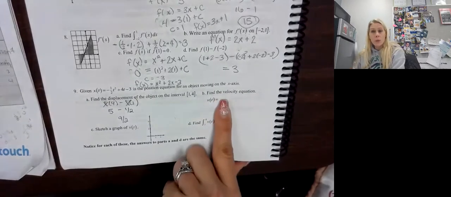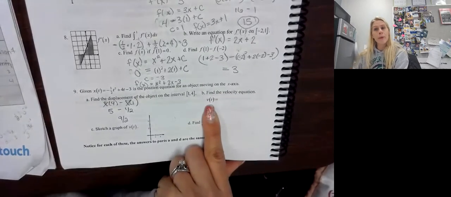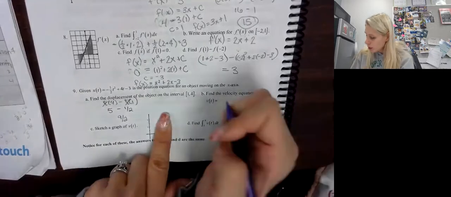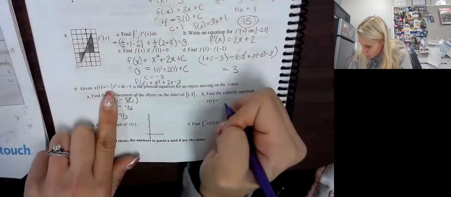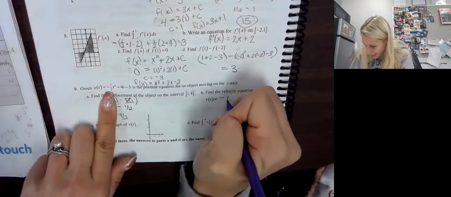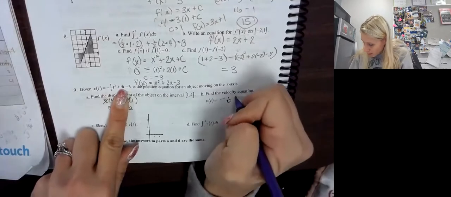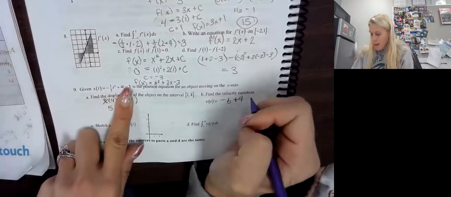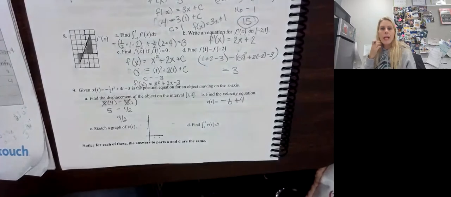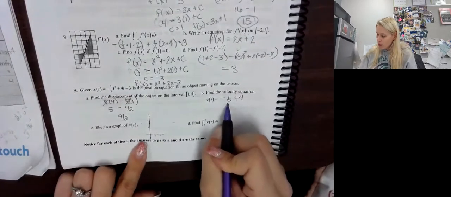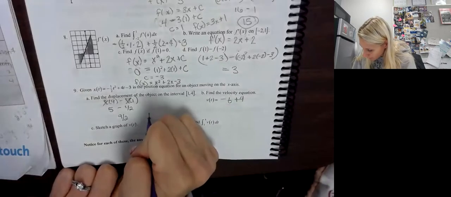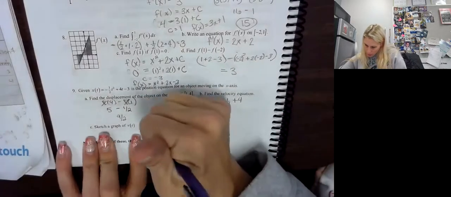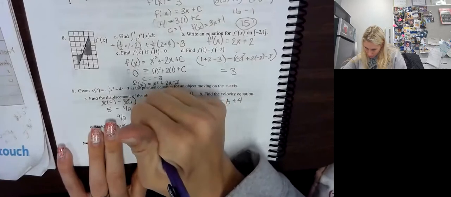Find the velocity equation. Remember, velocity is the derivative of the position equation. So velocity, bring down the 2 and the 1/2 cancels, so negative t, that would be plus 4, and the minus 3 goes to 0. Now we're going to sketch the line here because it's linear. So at 4 we have our y-intercept, and then we are going -1.